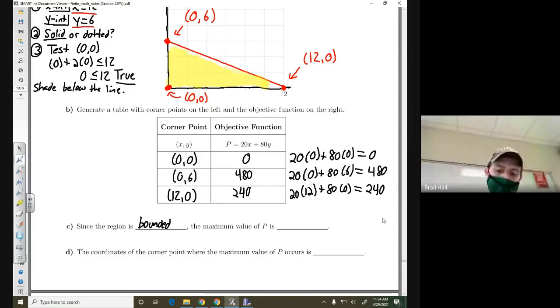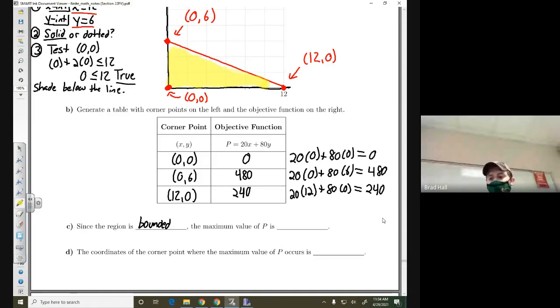And the reason they want us to care about that is, if you have an unbounded region, you do not have a maximum, and they wanted us to find the maximum. If you have an unbounded region, you cannot find the maximum, because if you keep growing and growing without bound, there's no max, because it never stops growing. But it is bounded, which means we do have a maximum.